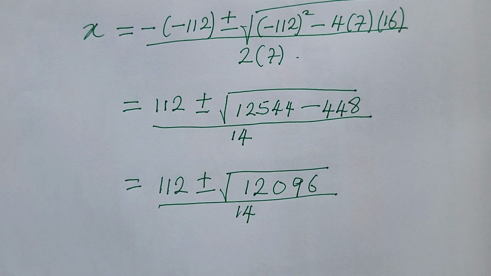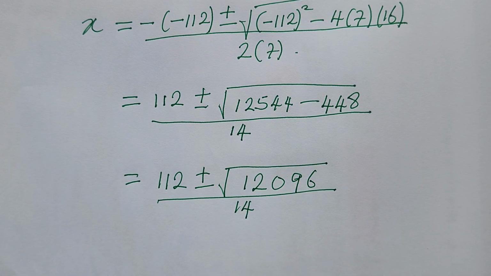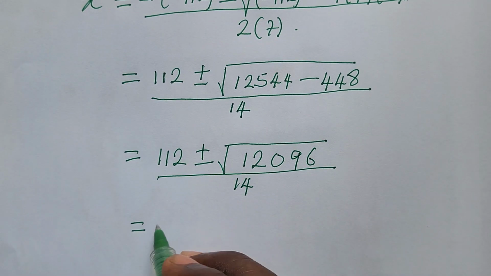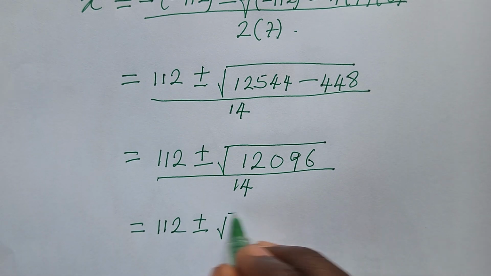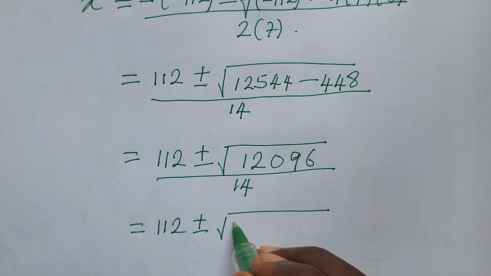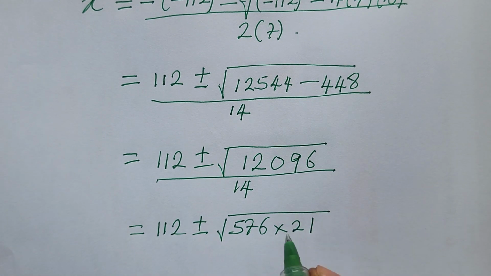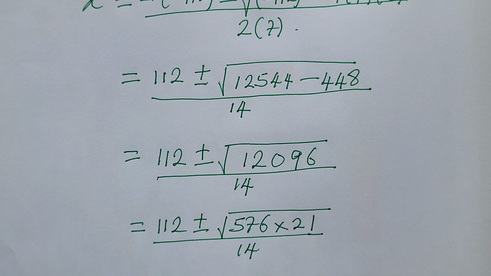So this number is not a perfect square. So we think of breaking this number down. If we can get the perfect square from it, yes, we can. So if we do that, this is going to give us here our 112 plus minus square root of 576 times 21 all over 14. 576 is a perfect square. Okay, yeah, it's a perfect square.